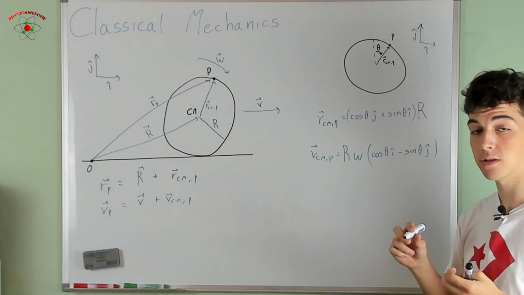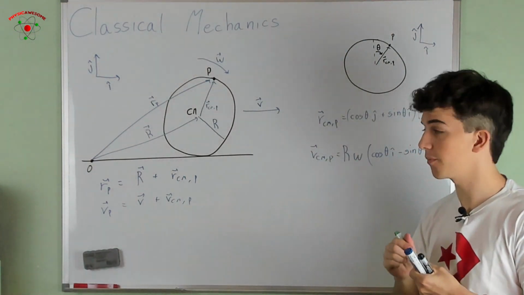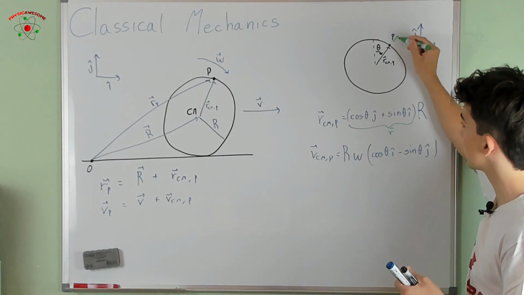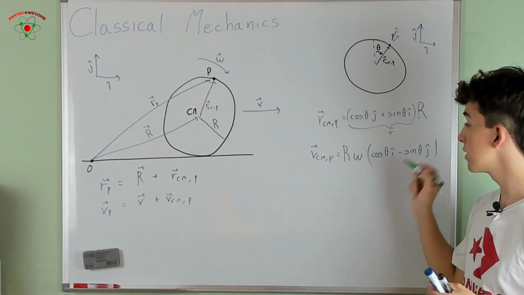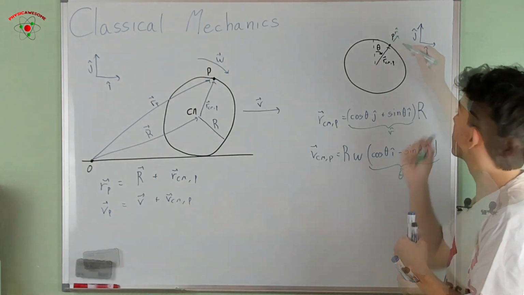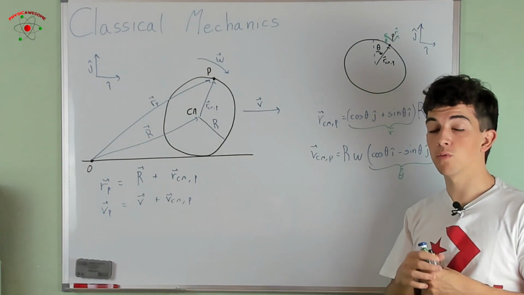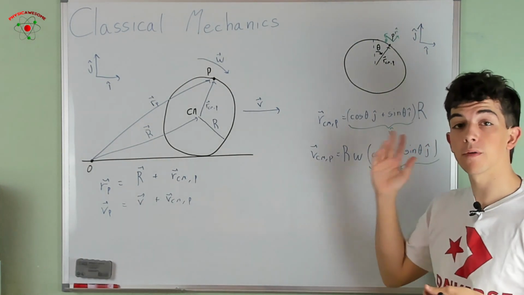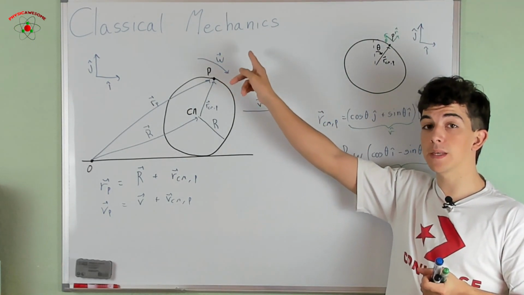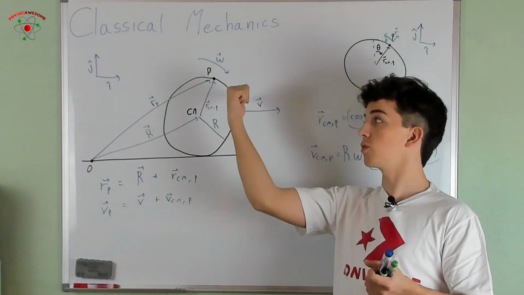If you hadn't recognized it already, this expression is no other thing than our R hat vector, which points in this direction. And this other expression is our theta hat vector that points in this direction. We observe that due to the way that we have defined our unit vectors, i hat and j hat, this angular velocity is going to be negative as it's pointing towards the inside. It's rotating this way and therefore it's pointing towards the inside.